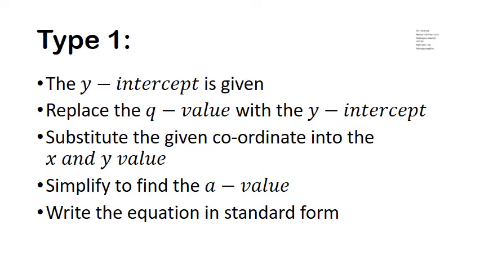And then you will notice that you have another coordinate, and what you're going to do is substitute that other coordinate, the x value, into the x place and the y value into the y place of your standard form. Once you have substituted the x and the y value in, the only variable that will be left is a. So you would simplify so that you can get a all on its own, which will then give you the value of a. And once you have the value of a, you now have your two unknown values, which is your a and your q. You substitute them both into your standard form, and there you have the equation of a parabola.